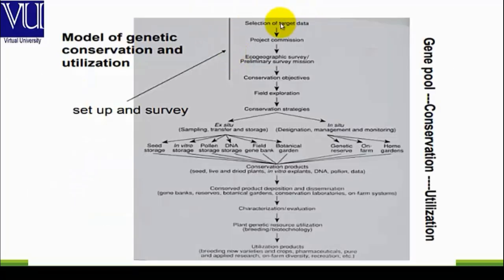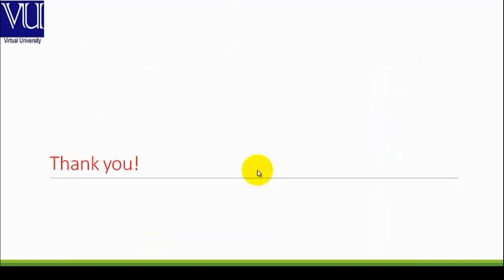There are different steps which are involved in the model of genetic conservation and utilization, and all these are those steps which we have discussed in the previous slide. Thank you.